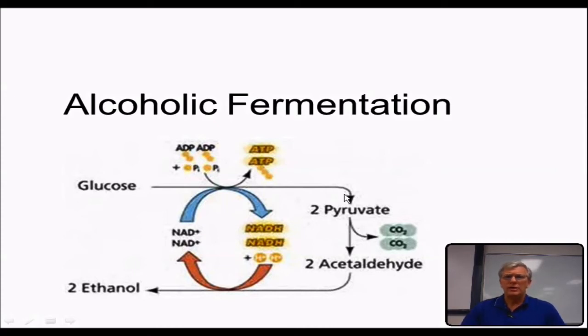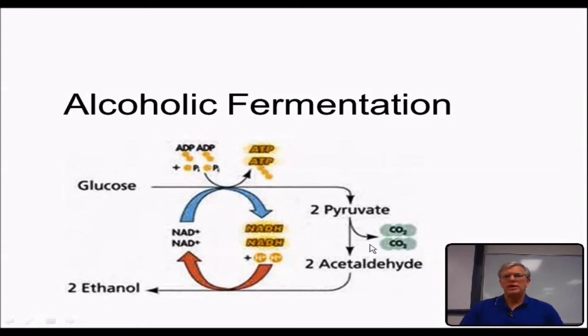Again, we always start out with glycolysis. At the end, we end up with 2 pyruvic acid molecules. In alcoholic fermentation, pyruvic acid is broken down. One of the carbons comes off of pyruvic acid in the form of carbon dioxide. And then we're left with a 2-carbon molecule, which is going to be converted into ethanol, which is alcohol.